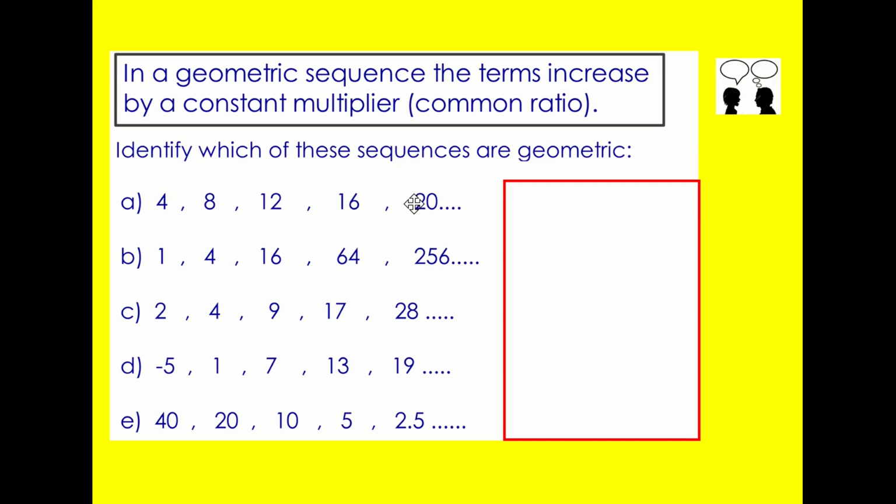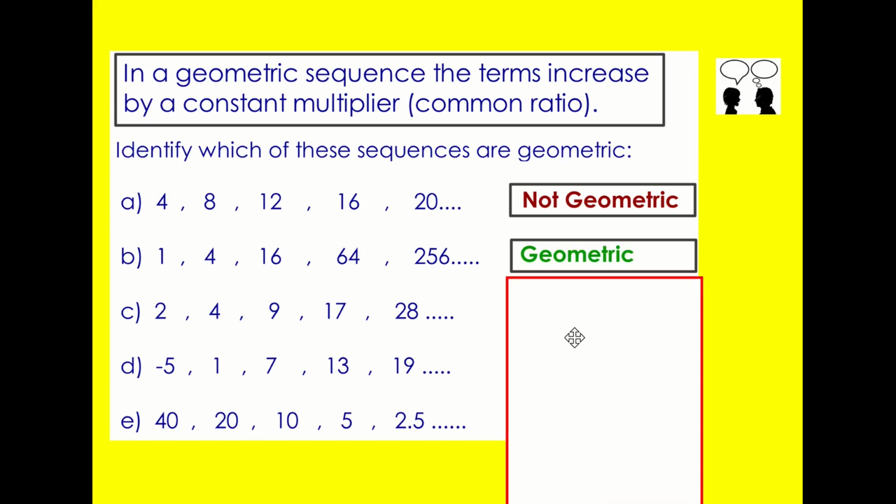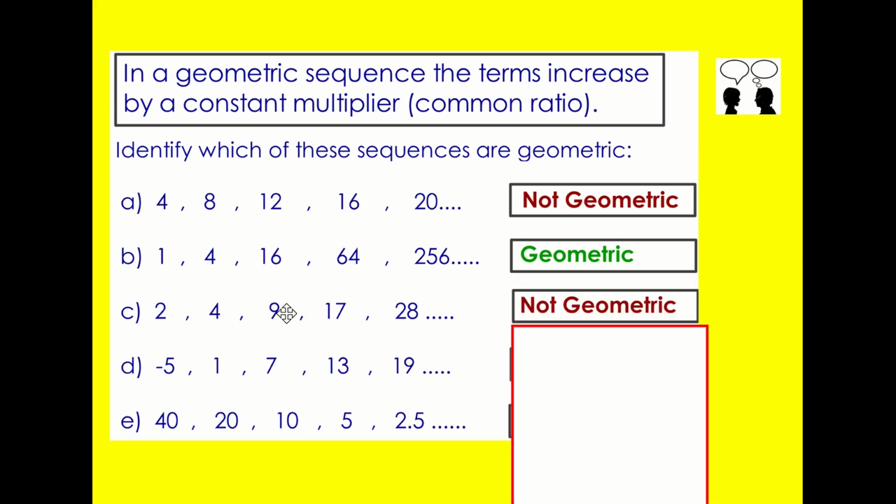So A, is it geometric or not? Well, it's timesing by 2, but then it's clearly not timesing by 2 again. It's not geometric. It's actually a linear sequence. It's going up by 4 every time. This next one, B, seems to be timesing by 4 every time. It is a geometric sequence. C, again, it's timesing by 2, but then it's not timesing by 2. Immediately, we can say it's not geometric. This one here, you can straight away see I'm adding 6 every time. This one is going to be a linear sequence. I'm not timesing. I have to times by 7 here, then it doesn't work there. It's not geometric.